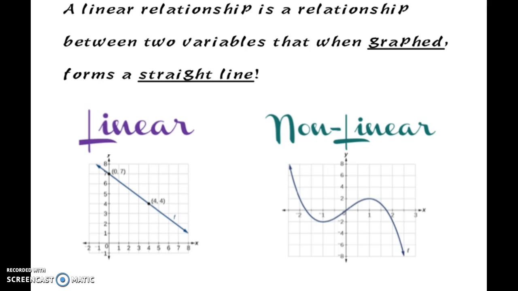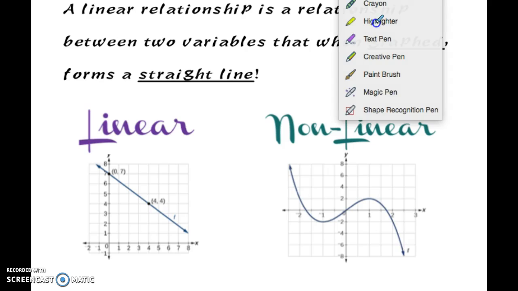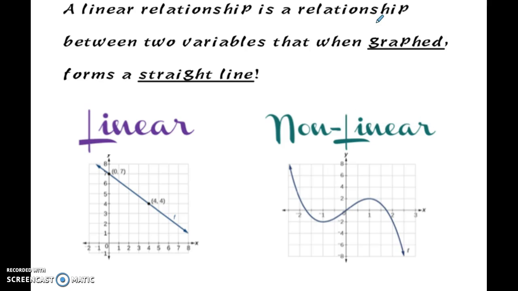All right, here's the rule for linear. The definition is a linear relationship is a relationship between two variables that when graphed, they form a straight line. I hope you can notice in the word linear, the root word is line. That helps me remember these are things that are going to form a straight line. So you'll see the graph on the left, that's linear, it's a straight line. The graph on the right, it's curved, it's not linear.